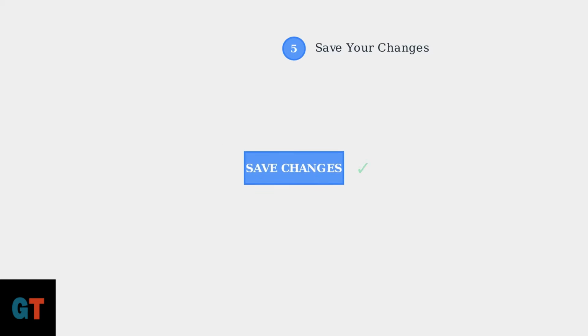Step 5. Don't forget to save your changes. Most games will automatically save accessibility settings, but it's always good practice to look for a Save or Apply button to make sure your preferences are stored.